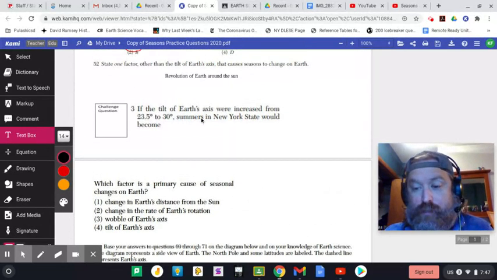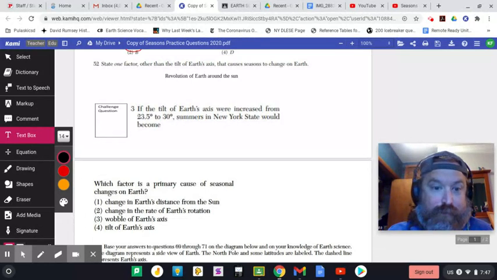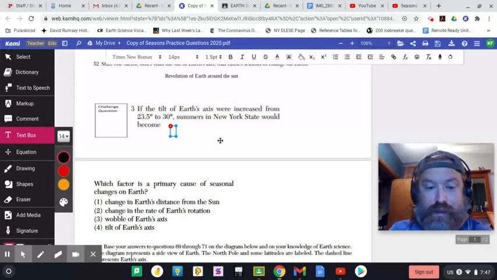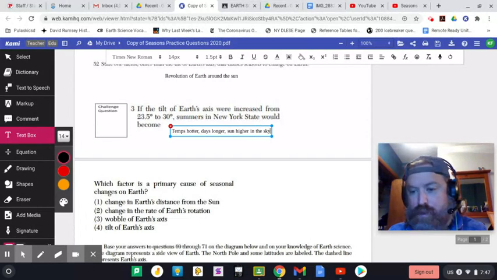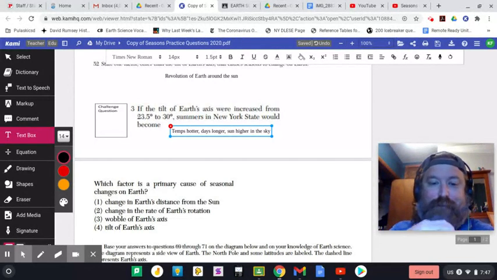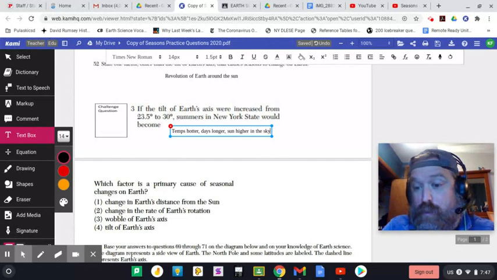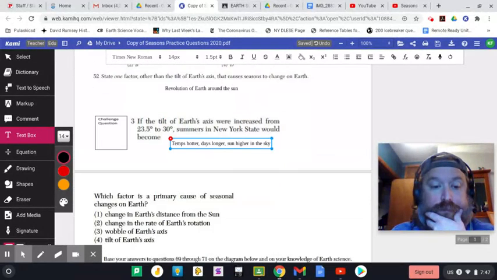Well, if we have summer because we're tilted towards the sun, if we're tilted even more towards the sun, what's going to happen is there's a variety of things. Temps would be hotter, days would be longer, sun would be higher in the sky. I'd say the first one is the easy one. The hard question, but of those answers, that'd be the easiest one to go for. It's going to be warmer. It's warm in summer because we're leaning towards the sun. So if we lean more towards the sun, it's going to be even warmer. Sound good?